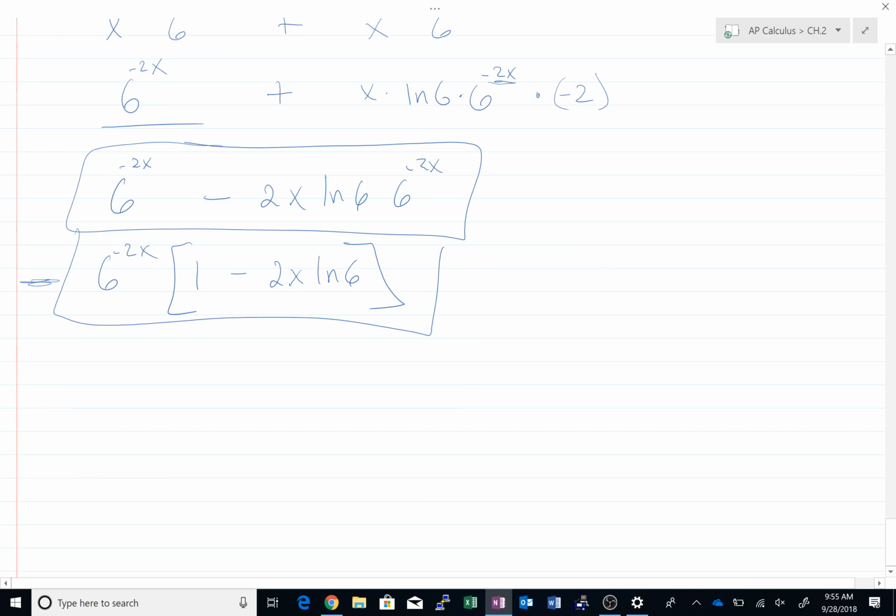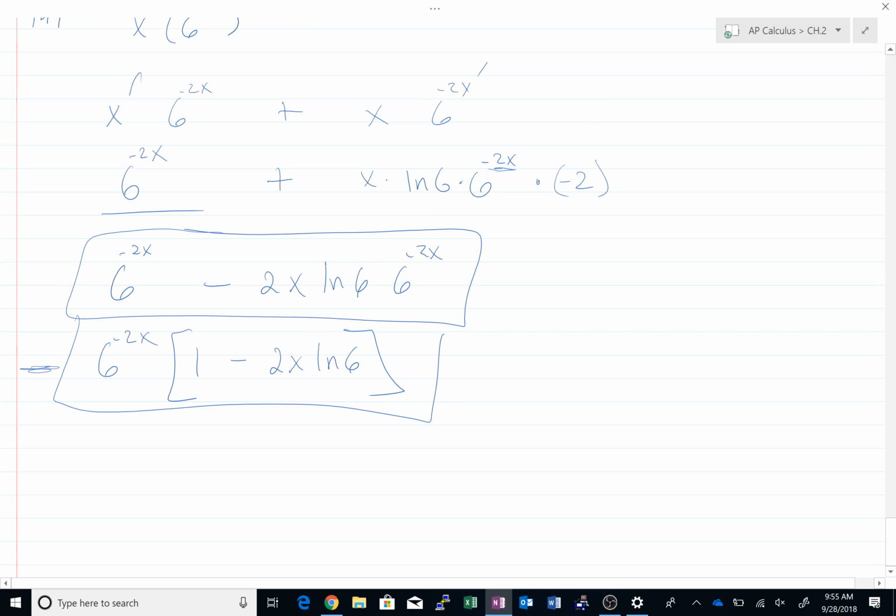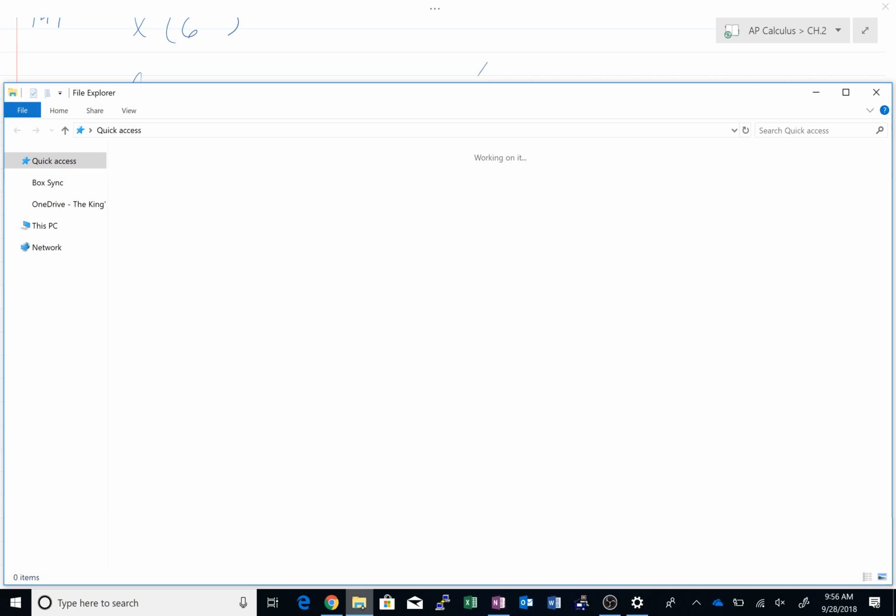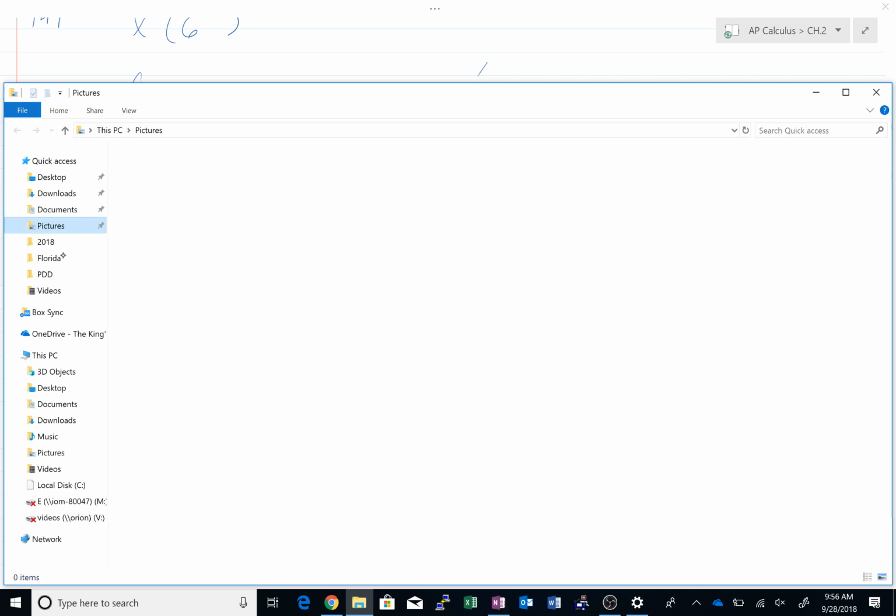All right, let's keep going. That was 144. All right, let's do a log one. We haven't done one of those yet. Log base 5 of the square root of x squared minus 1. All right, what's our log rule? Let's go take a look here.